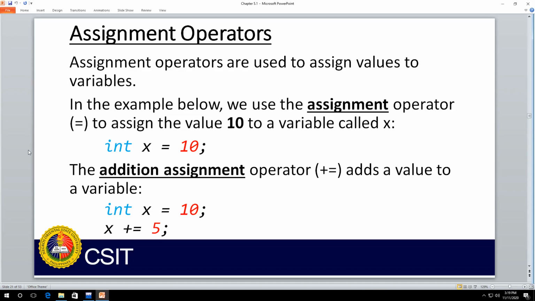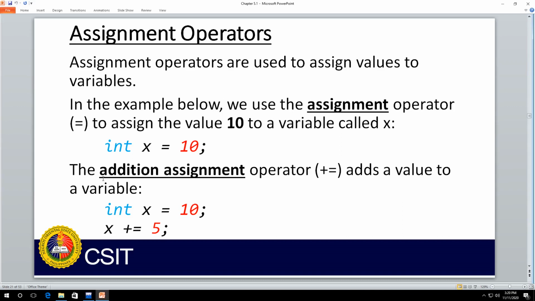So assignment operators are used to assign values to variables. In the example below, we use the assignment operator equal sign to assign the value 10 to a variable called x. So that is int x is equals to 10.